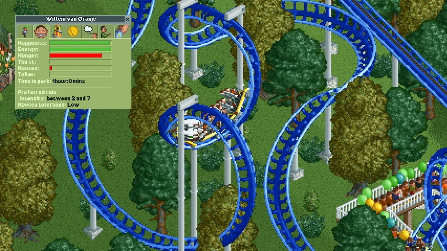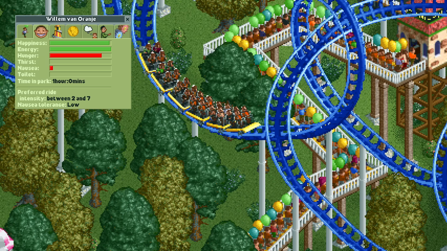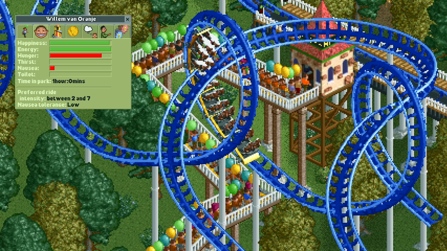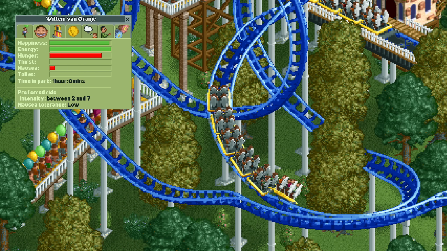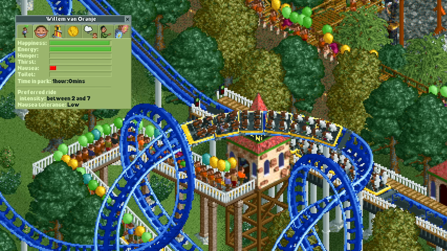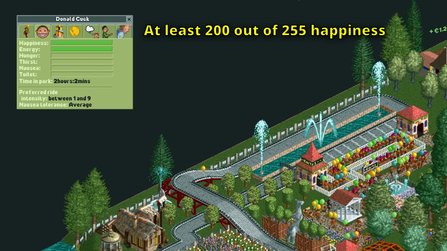This would make sense, as building up to something bigger is usually done by slowly going a little bit more intense every time, but that's not how it works here. In reality it is, for once, well, kind of depending how you look at it, but I think it is less complicated. First, the guest needs to have at least 200 out of 255 happiness.